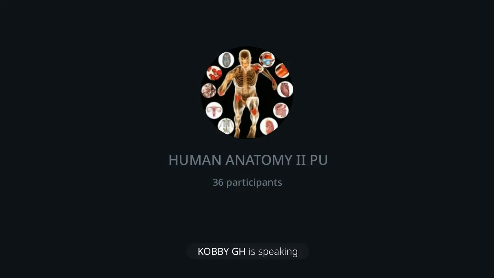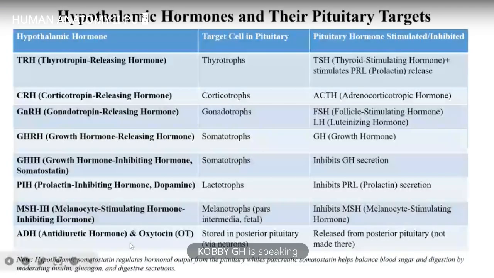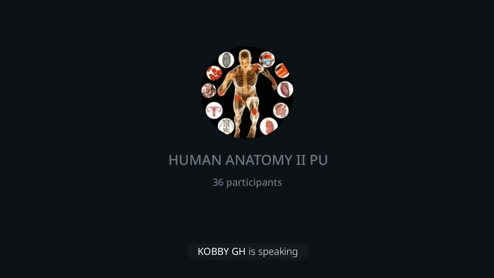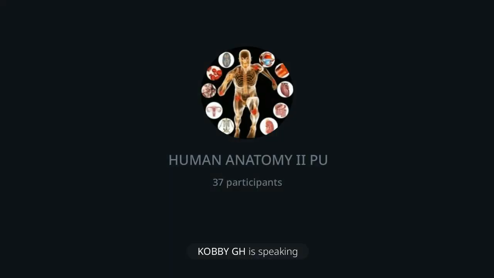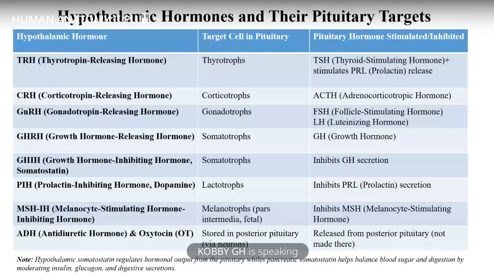Now, the only hormones produced by the hypothalamus that are sent to the posterior pituitary are ADH and oxytocin. Is that okay? Great. So mention some of the cells in the anterior pituitary.